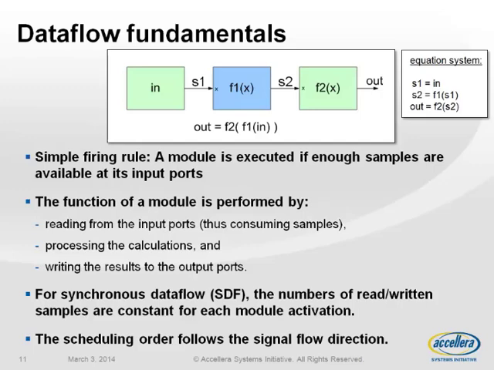In this case, if you see this simple cluster, then this module is activated, produces a sample at this output, then F1 can be activated, produces a sample at the output, and then F2 can be activated. This way, the scheduling always follows the signal direction, and this is why we can also use this for analog modeling, because for analog, abstract modeling, you need exactly this to solve the analog equation system.